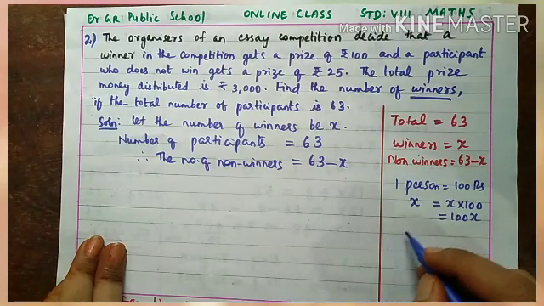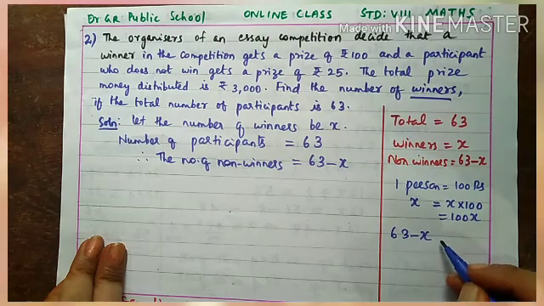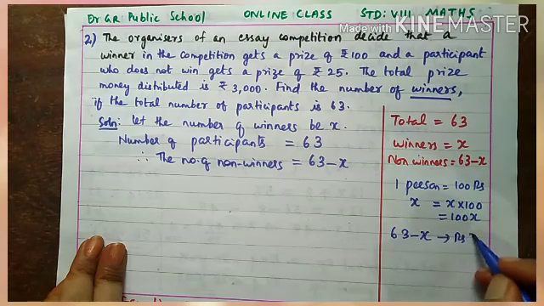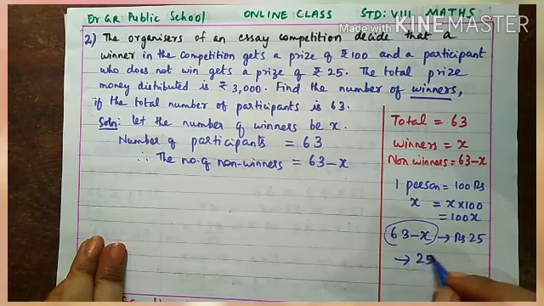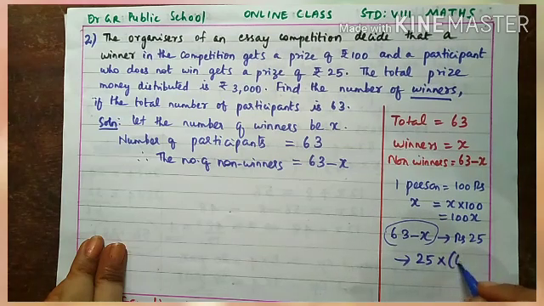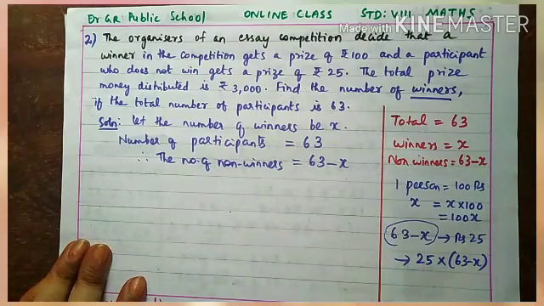Similarly, for losers, what is the number of non-winners we have taken? 63 minus x. Each person is getting 25 rupees. So can you say what is the total amount given for this many non-winners? Yes, we want to multiply 25 by 63 minus x. Understand, children? This is the idea we are applying here. Okay, so let us continue.